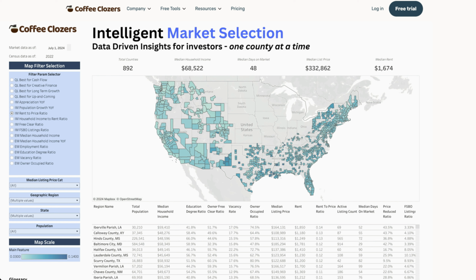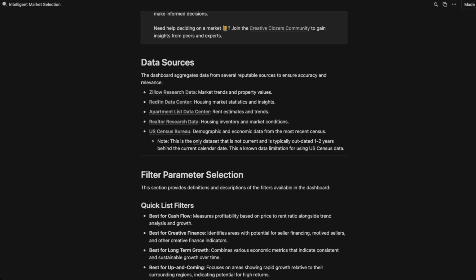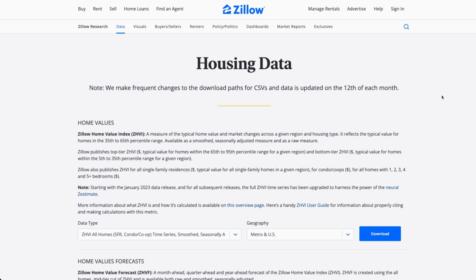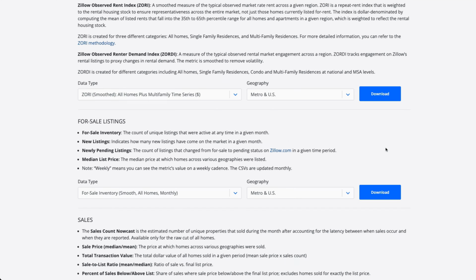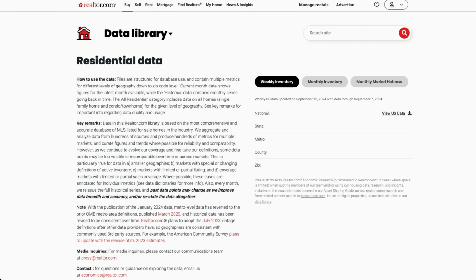But you might be thinking, well, what is the data that you're aggregating in one place? Like I mentioned, we have it here in the glossary, but we also covered it in previous lessons. Some of that data is free, like Zillow's housing data, Redfin's data, Apartment List, and Realtor as well. We also look at census data.